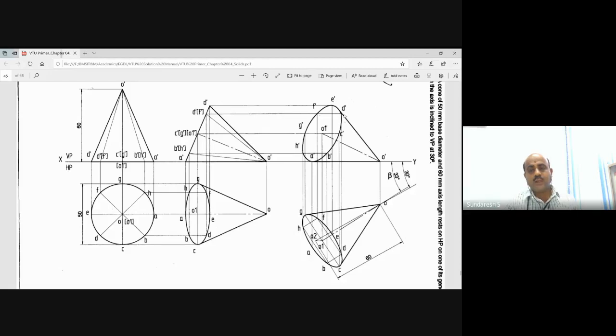Then from O dash, draw a tangent to this. Always you should draw a tangent. Please don't try to join to a point over here in the cone. It's one important thing you should remember: you are drawing a tangent to the ellipse. This is how we join these two things. And also, don't forget to join the axis, representing the axis O dash and O1 dash. That needs to be joined over there.